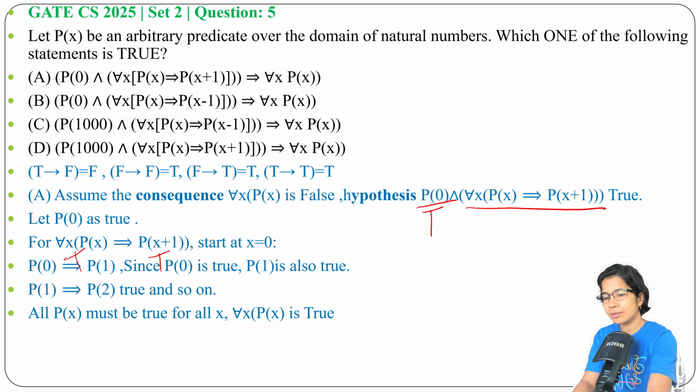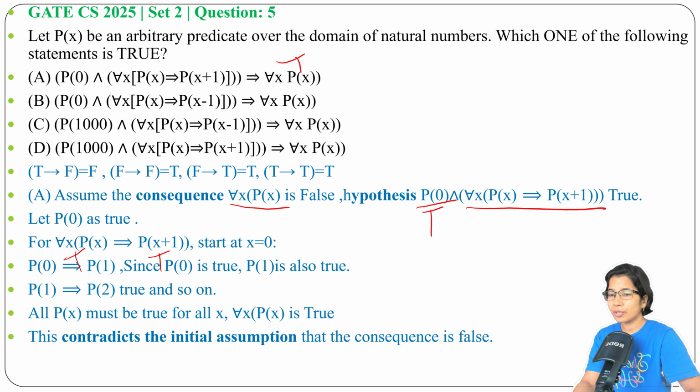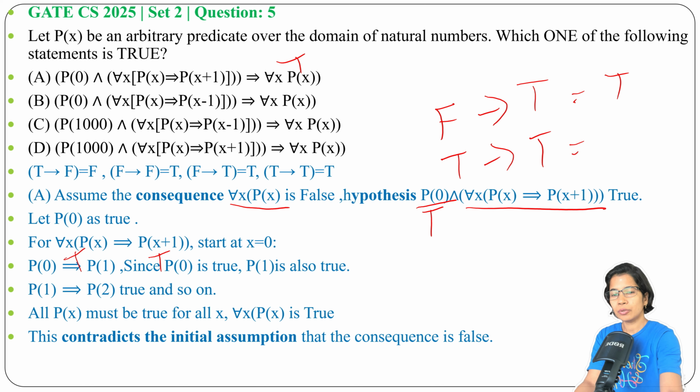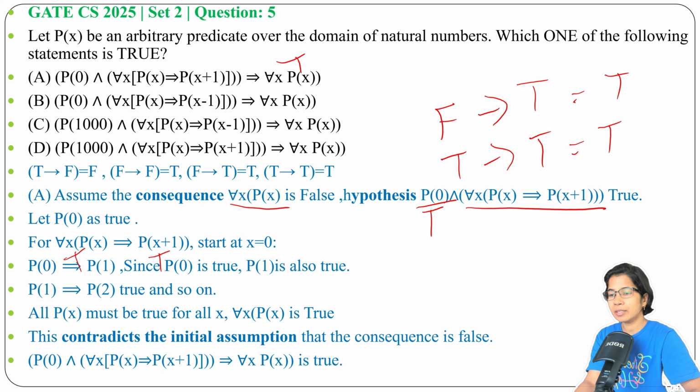This contradicts the assumption that for all x, P(x) is false, as we proved for all x, P(x) is true. When this is true, this whole implication is true. We can't prove that for all x, P(x) is false, as this is not false and it is true, so the whole implication is true. Whether left side is false or true: false implies true is true. True implies true is true. Hence option A is true.